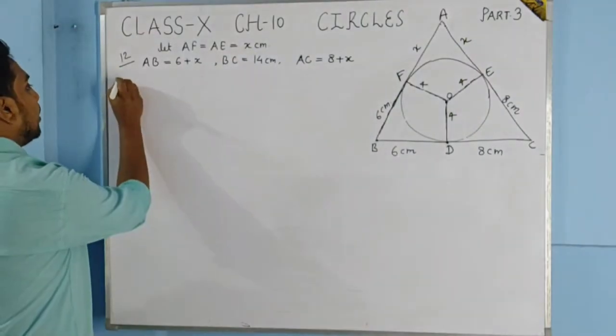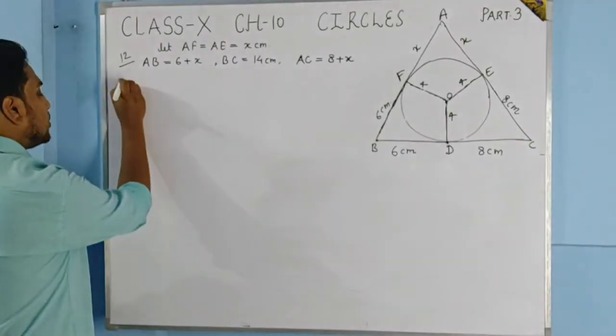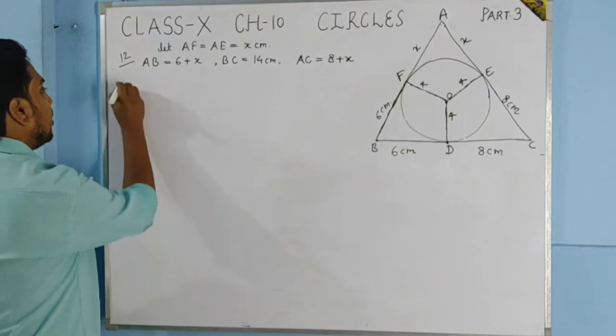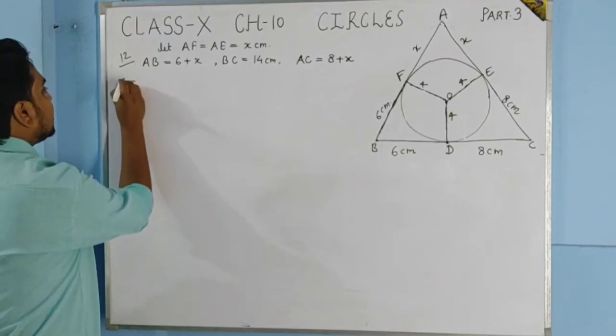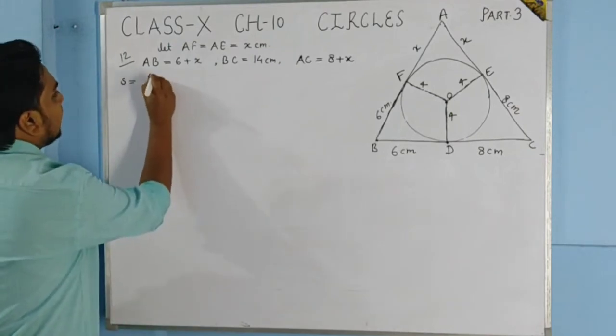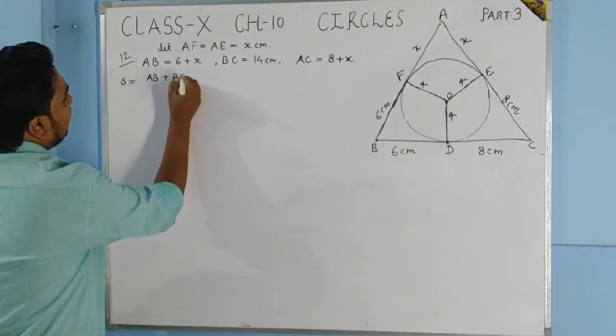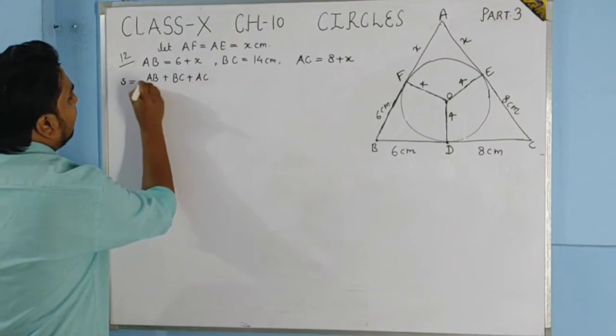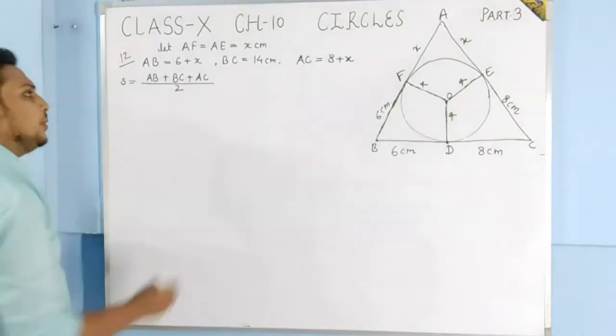Students, you know very well what Heron's formula is. For Heron's formula, firstly we have to find the semi-perimeter. And what is the semi-perimeter? It is (AB plus BC plus AC) upon 2, just half of the perimeter.